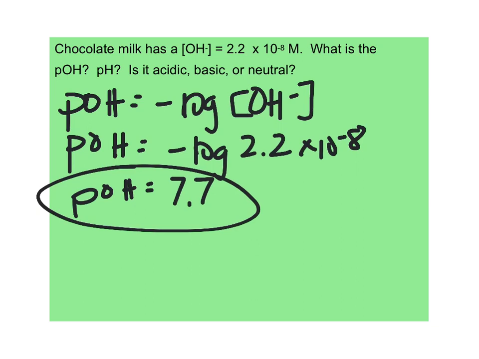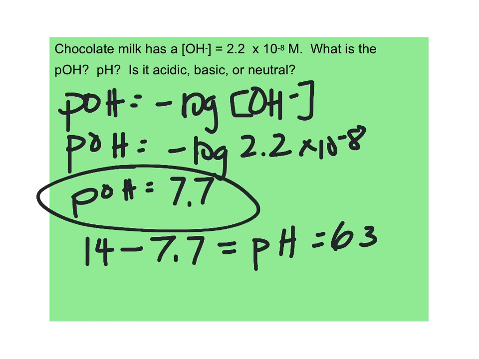For the pH, remember if we take 14 and we subtract off the pOH, that will give us the pH, which is 6.3. That makes chocolate milk just slightly acidic, just under 7.